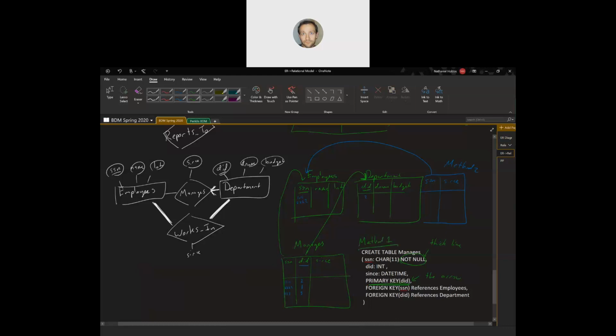Okay. All right. Now let's focus on this part. How would we capture this works in relationship? So this is just a thick line, no arrow. This means that there is at least one employee that works in some department, and each department has at least one employee working inside of it.